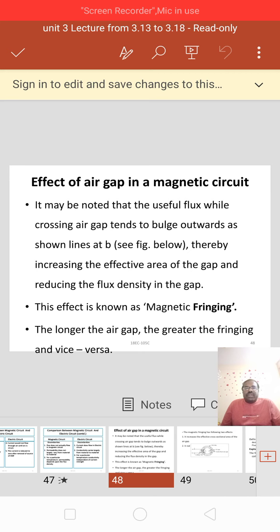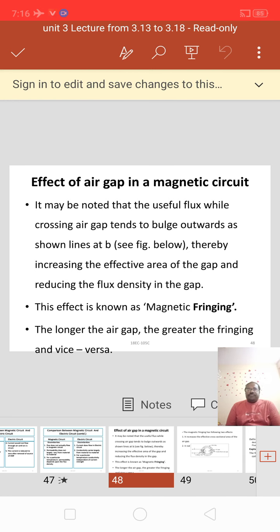Next, an important question: state the effect of air gap in a magnetic circuit. It was given in the previous examinations of September 2020. It may be noted that useful flux while crossing the air gap tends to bulge outward as shown in figure B, thereby increasing the effective area of the gap and reducing the flux density in the gap. This effect is known as magnetic fringing. It is an important definition. What is meant by magnetic fringing?